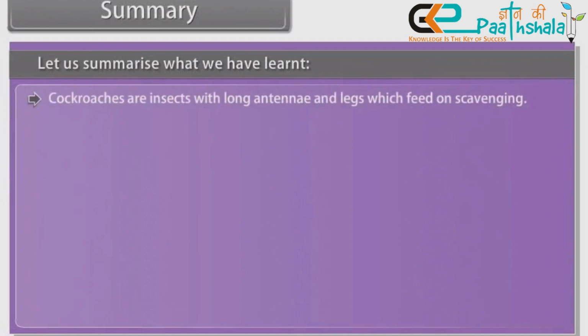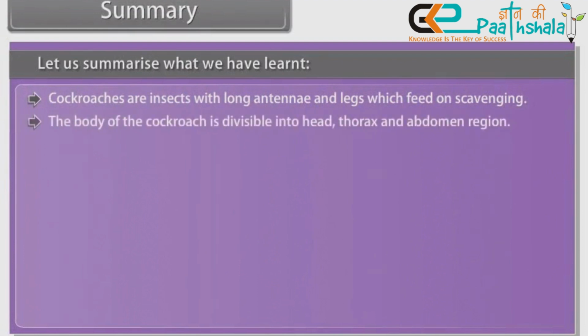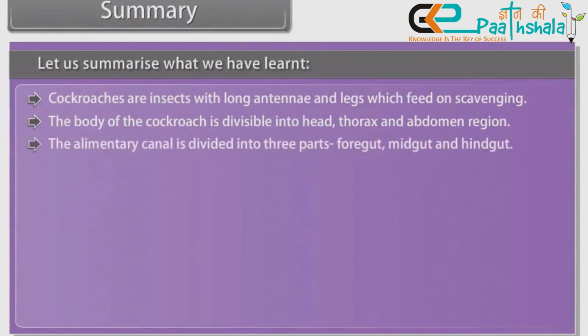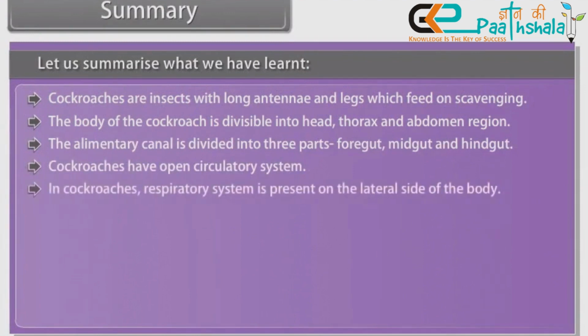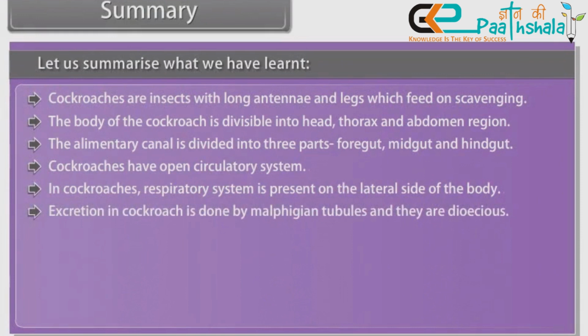Cockroaches are insects with long antennae and legs which feed by scavenging. The body of the cockroach is divisible into head, thorax and abdomen regions. The alimentary canal is divided into three parts: foregut, midgut and hindgut. Cockroaches have an open circulatory system. In cockroaches, the respiratory system is present on the lateral side of the body. Excretion in the cockroach is done by Malpighian tubules, and they are dioecious.